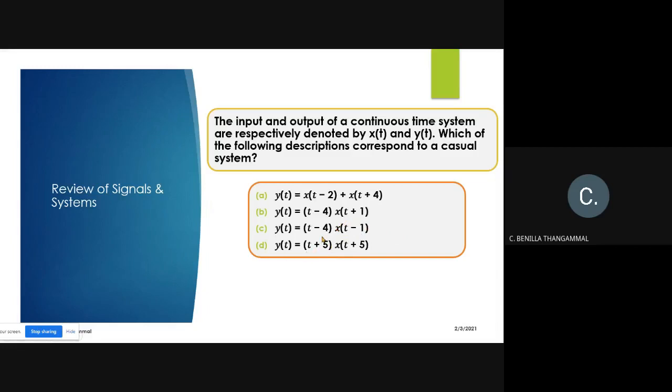Next we can see your option D also. So t plus 5, we are not going to bother about this term. So only we are going to bother about the input term. So x of t plus 5, so it depends upon the future. So the one and only option is option C, y of t equal to t minus 4, x of t minus 1.